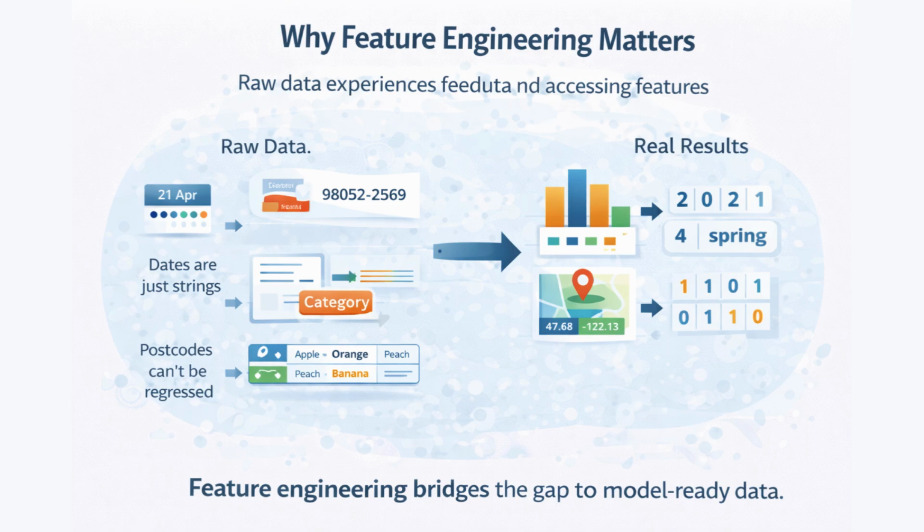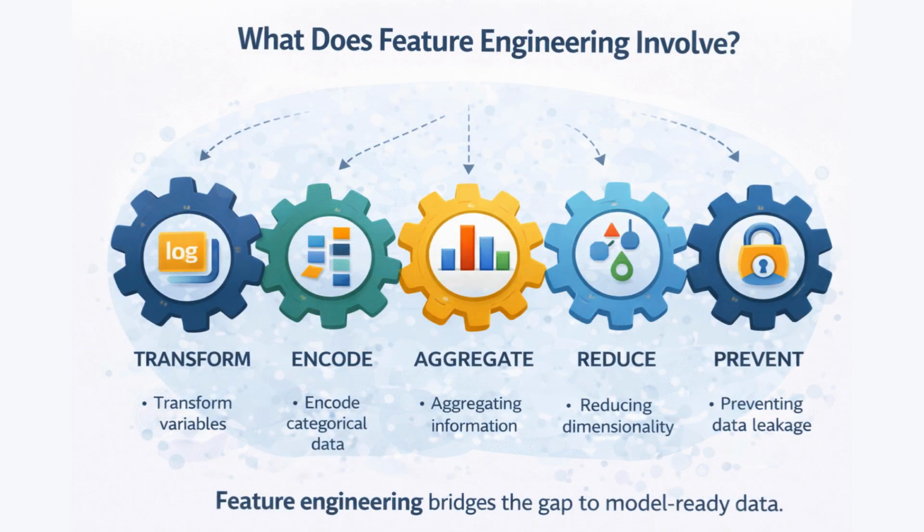For example, a date column might look useful, but until we extract year, month, or seasonality, it's just a string. A postcode might contain location information, but unless we encode it properly, it cannot be used in regression. A categorical variable with thousands of unique values can overwhelm a model if not handled carefully. Feature engineering bridges the gap between raw data and mathematical representation.